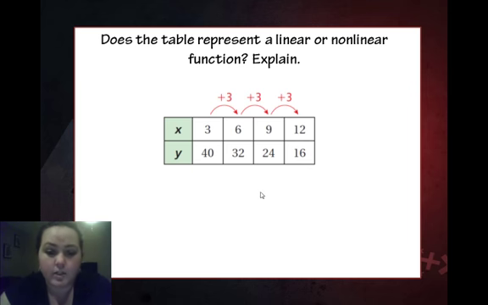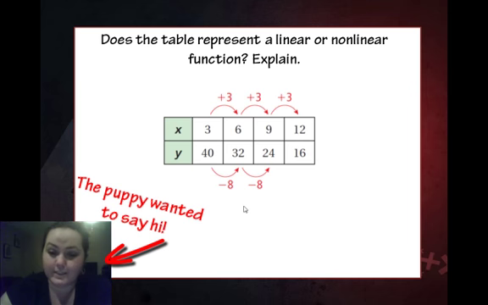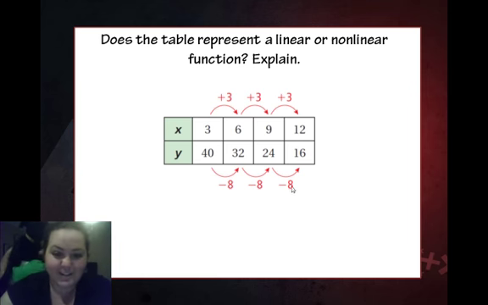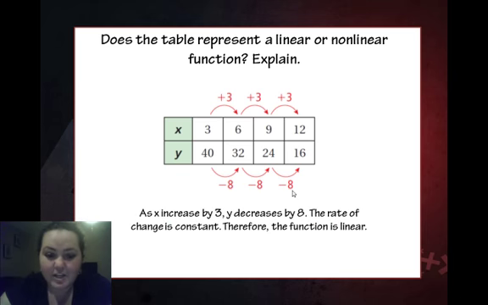Now I need to see if I have a constant rate of change for the y. Well, I went from 40 to 32, so it's decreasing by 8. 32 to 24, decreasing by 8. 24 to 16, decreasing by 8. So I have a constant rate of change for my x and a constant rate of change for my y. So as x increases by 3, y decreases by 8. The rate of change is constant. Therefore, the function is linear.